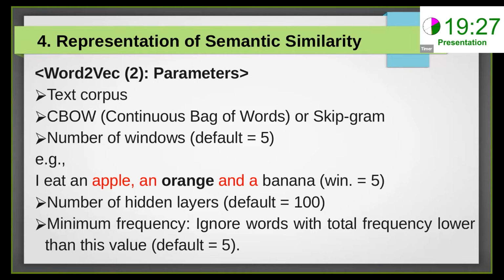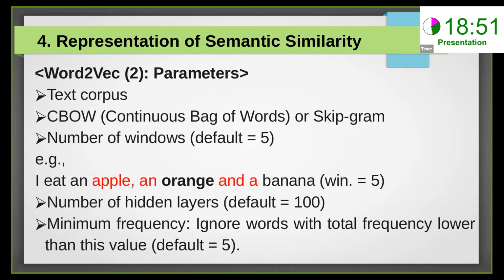And in the training process of continuous bag of words, the target word is predicted given the context words. And on the other hand, in the training process of skipgram model, the context words are predicted given the target word. And it is usually said that skipgram works better than continuous bag of words. So I adopt skipgram model for my text analysis.